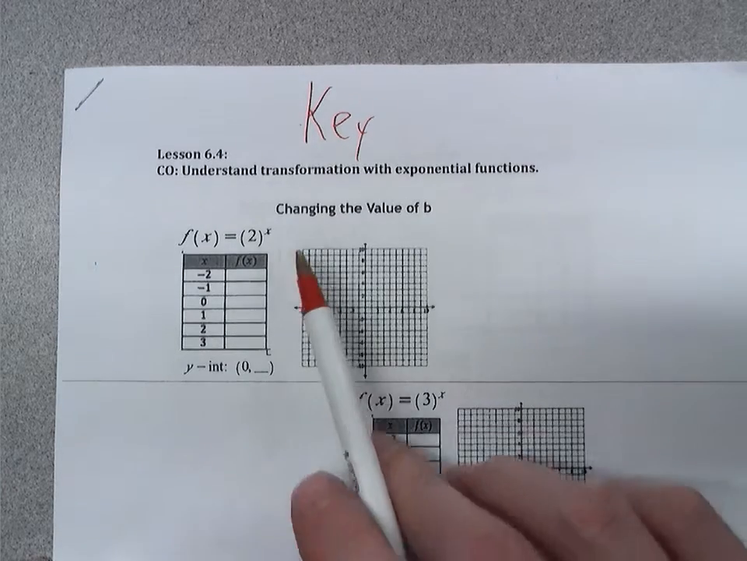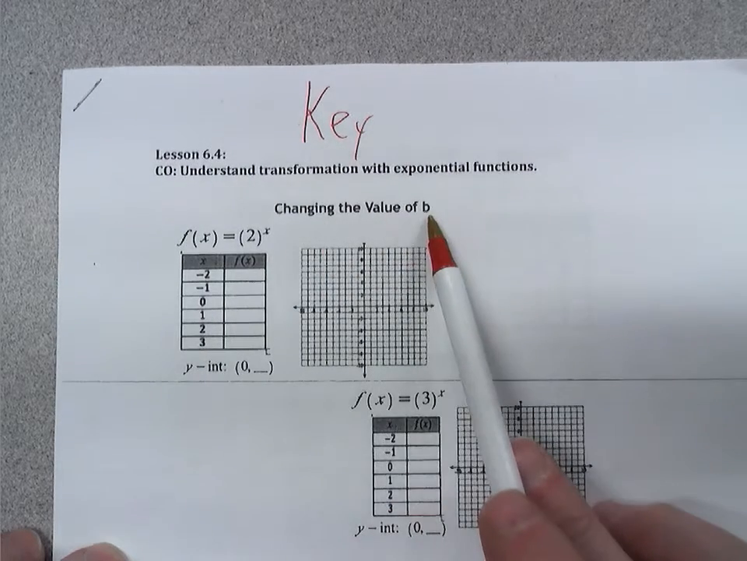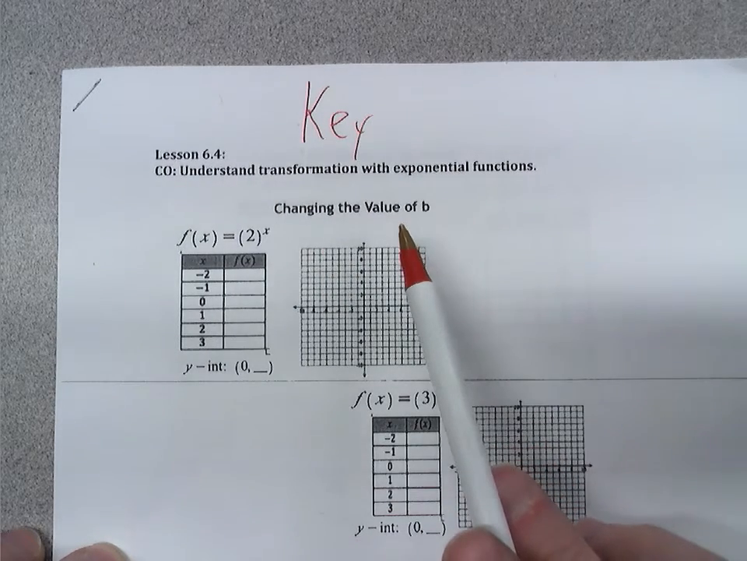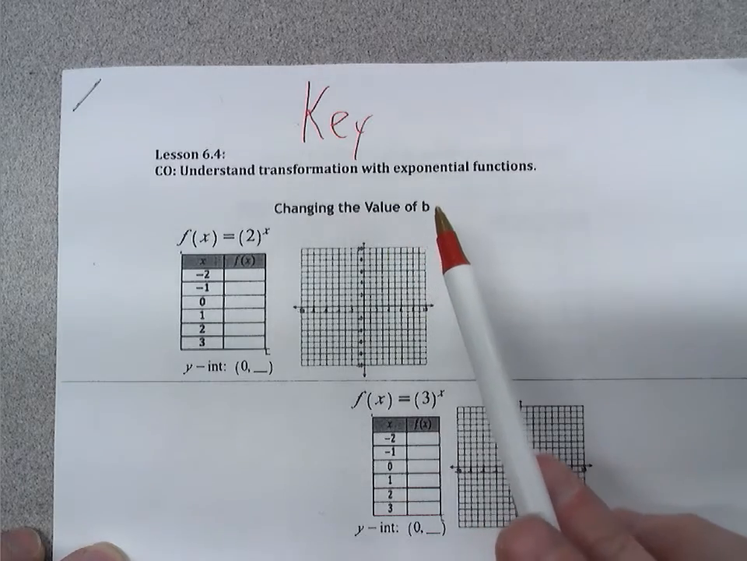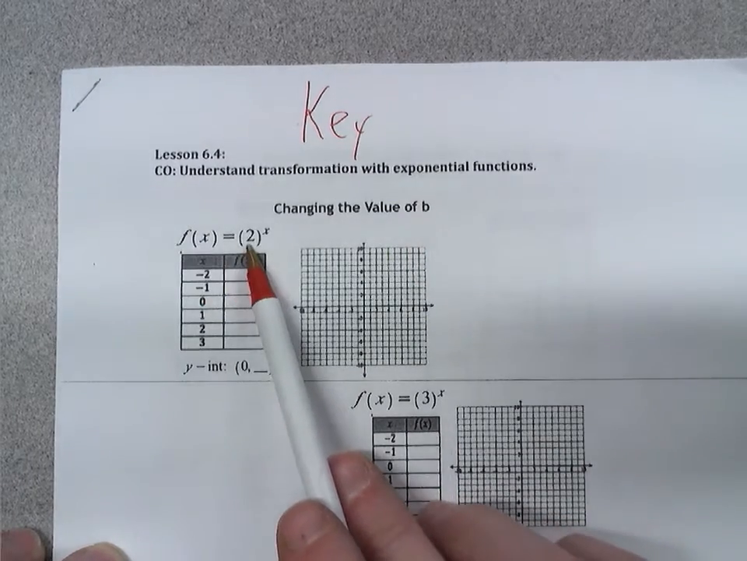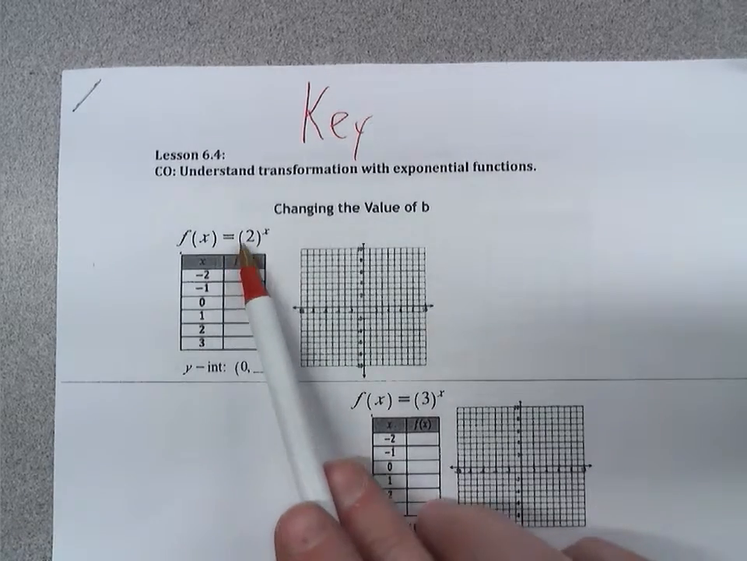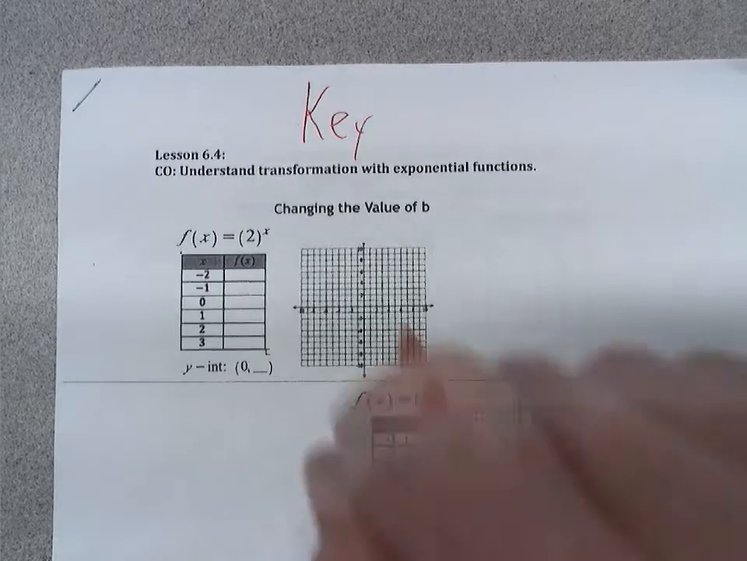So let's get started. Let's talk about what would happen if we change the value of b. So in any equation, we want to know what would happen to that. Here we have a simple equation: f of x equals 2 to the x power. We don't even have an a in this equation. We just have f of x equals b to the x power.